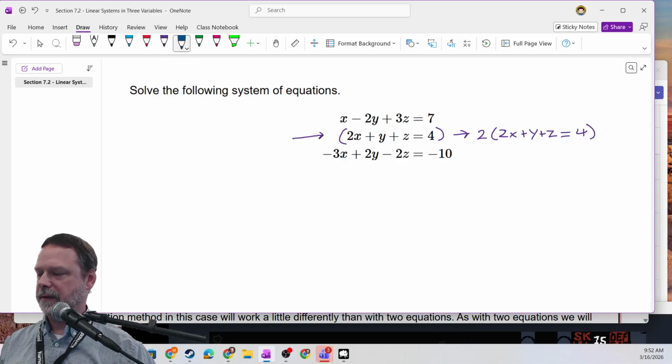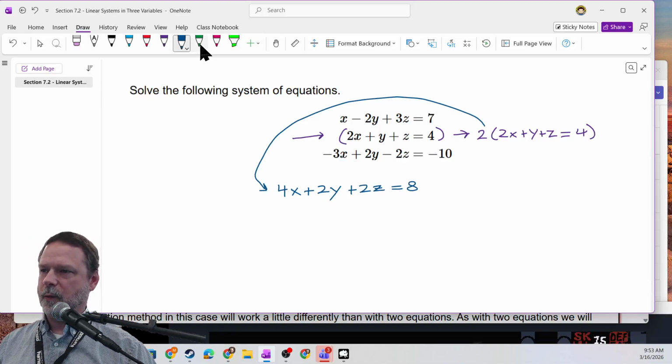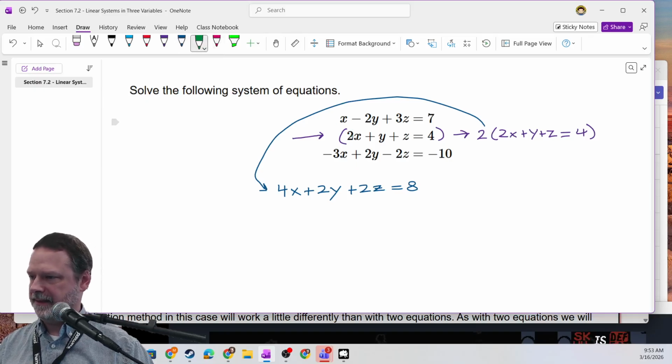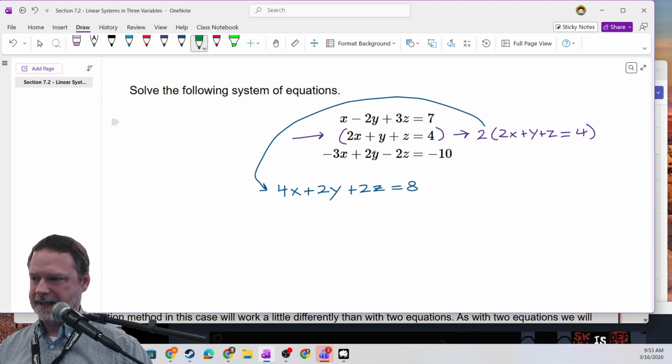Okay? And so we do that. I get a new equivalent equation to that middle one, and it's going to be 4x plus 2y plus 2z equals 8. And there's a reason I'm doing that. What is the reason? Why do I want to do that? Let's see here. Couple reasons. One nice reason you'll see is that now each of these 3 have a 2y in them.